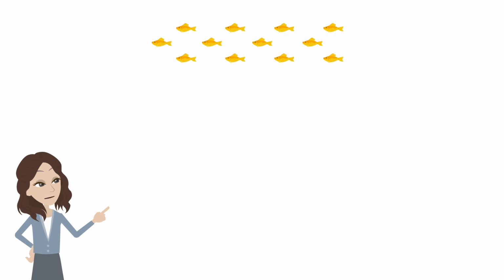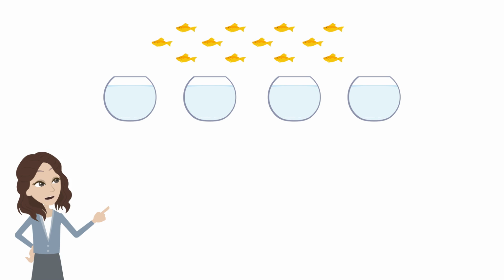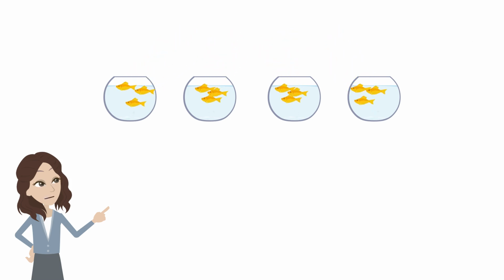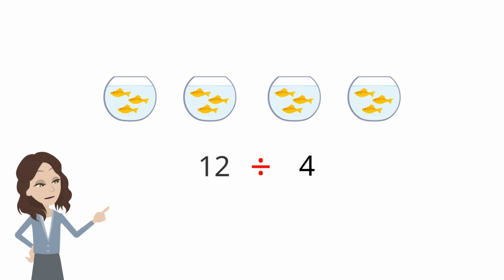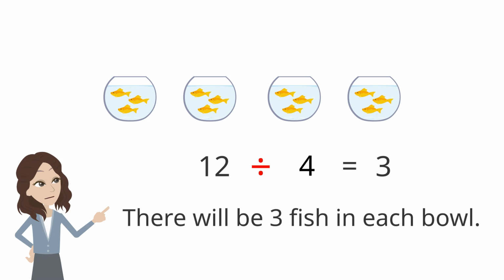There are 12 fish. If we want to put them equally into 4 bowls, how many fish will be in each bowl? Can you think of a division sentence to find the number of fish in each bowl? Pause and discuss with your friends. 12 fish divided into 4 groups gives us 3 in each group. 12 divided by 4 is equal to 3. There will be 3 fish in each bowl.